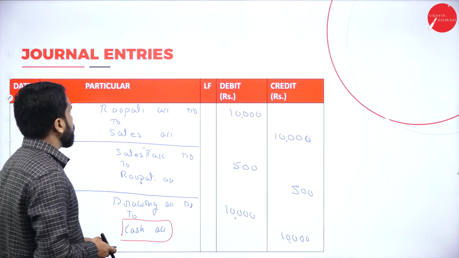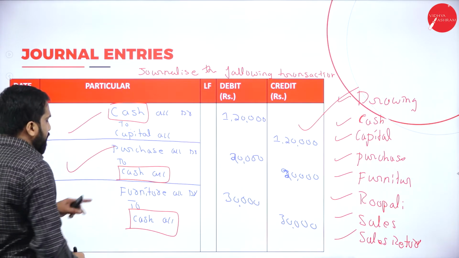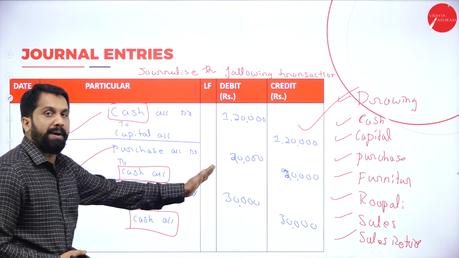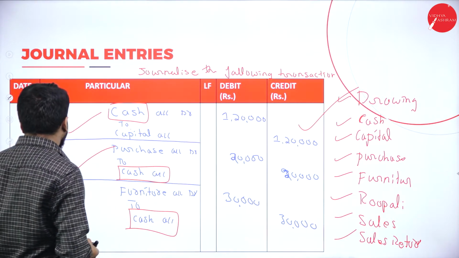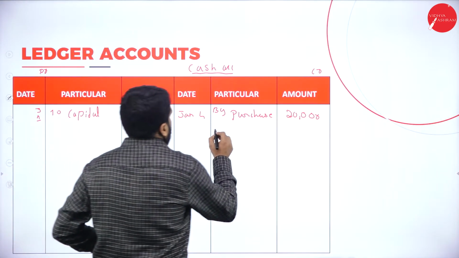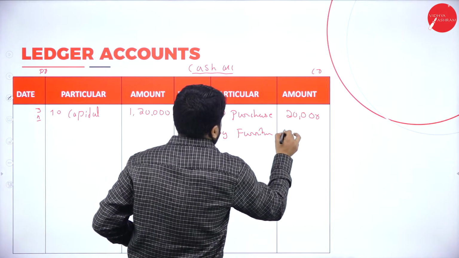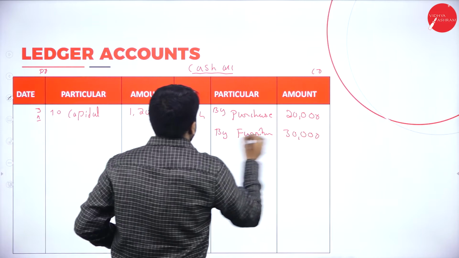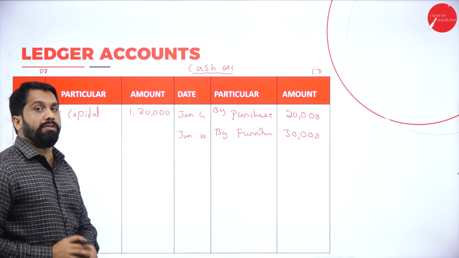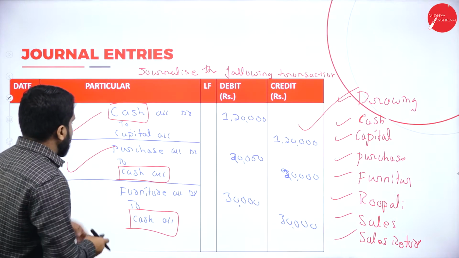Now, this one is done. Furniture to cash. Cash is up or down? Down. Furniture will come under "By". By furniture 30,000, January 10th. Up to this, any doubt? No doubt. Again, I'll come back. So these 3 are done.